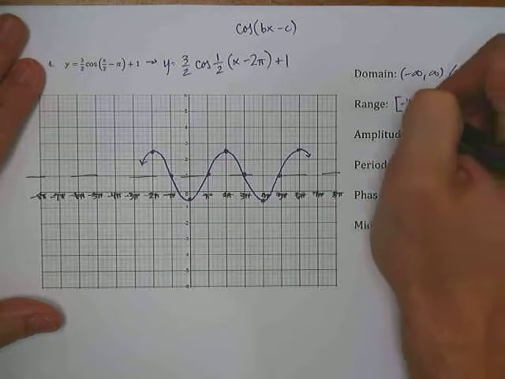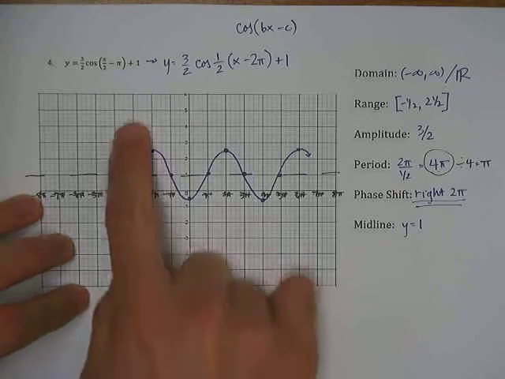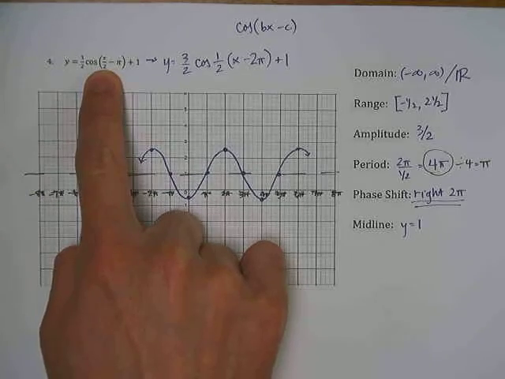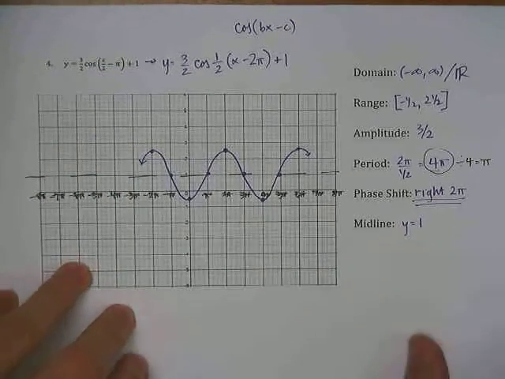Domain and range, again, domain, all real numbers. Feel free to use interval or symbolic notation. Range, we're bouncing back and forth between 2 values. The bottom value down here is -1/2, and the top value up here is 2.5.